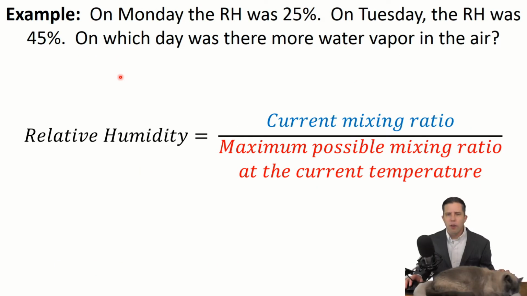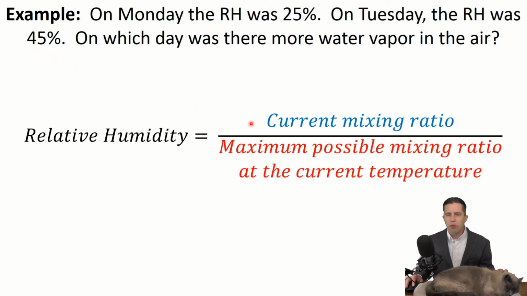Okay, here's another example. It's a little different. So on Monday, the relative humidity is 25%. On Tuesday, the relative humidity is 45%. On which day was there more water vapor in the air? Okay, so what's clear from this question is that the relative humidity increases, right? So let's think about why that might have happened.